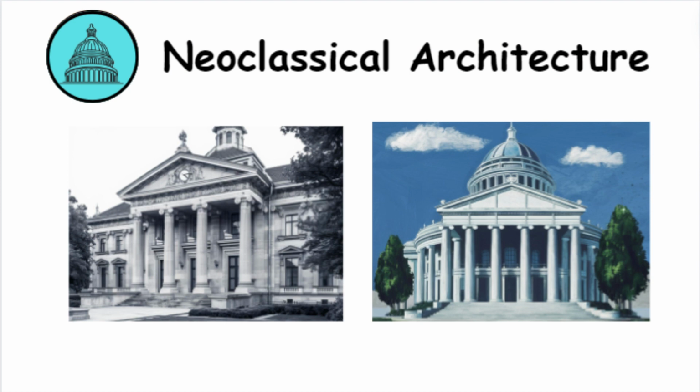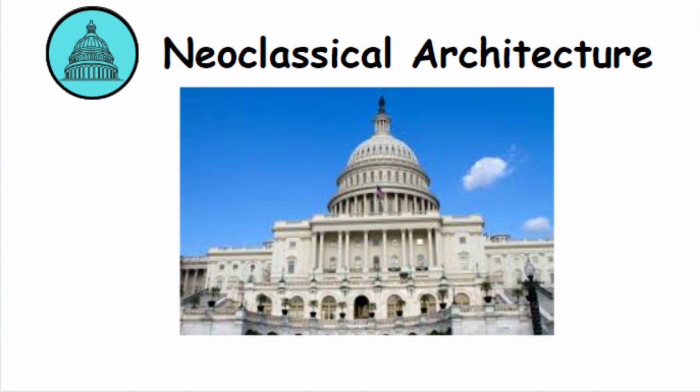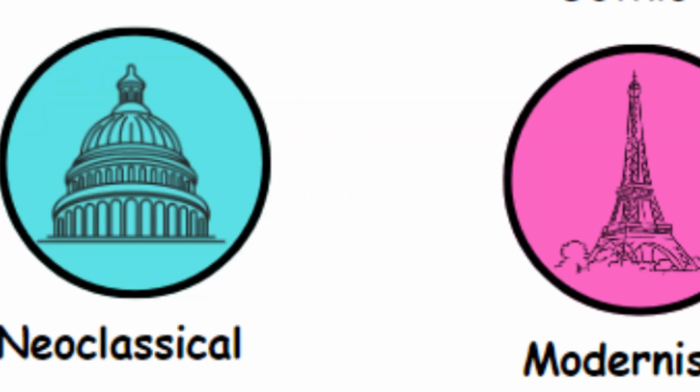Neoclassical buildings often convey a sense of monumentality and dignity, reflecting the ideals of the Enlightenment and the values of democracy and reason. The United States Capitol in Washington, D.C., is a prime example of neoclassical architecture, featuring Corinthian columns, a central dome, and a symmetrical facade inspired by ancient Roman and Greek architecture.